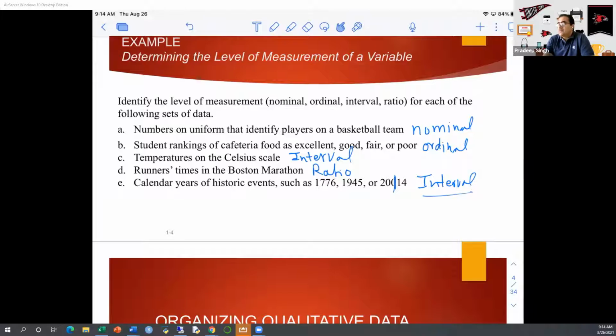Student rankings, excellent, good, fair, or poor. So that's categorical, but the level of measurement is ordinal. Temperature on the Celsius scale is also interval.